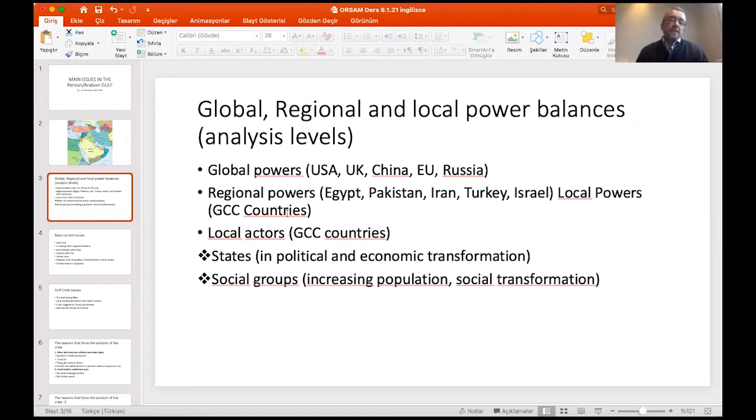At the local level, we can see the GCC countries. We should take into consideration the relations, or balance of power, between GCC countries, that means Saudi Arabia, United Arab Emirates, and then Qatar, Bahrain, Oman, and Kuwait.